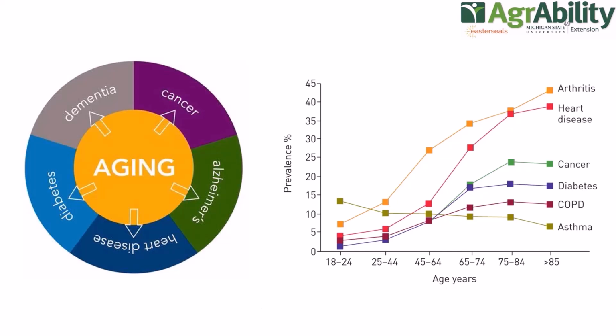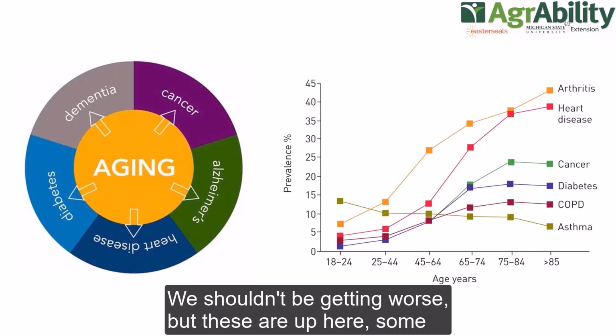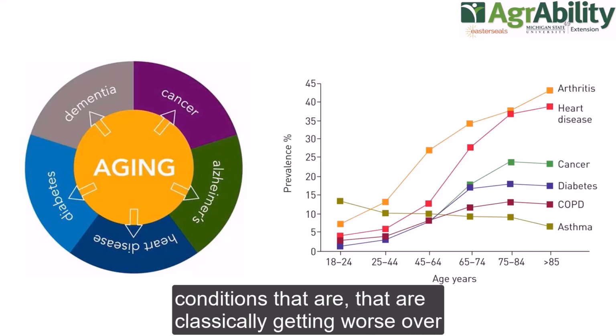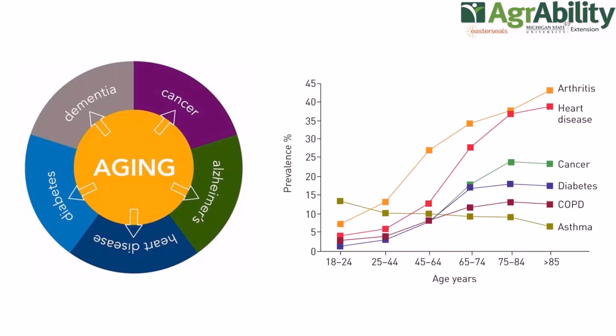One of the things we're all doing that's a progressive condition, and we're not going to stop it unless we're at the finish line, is aging, right? We're all getting a little bit worse, or older, sorry. We shouldn't be getting worse. But these are some conditions up here that are classically getting worse over time. These are progressive conditions, and many of them are related to aging.